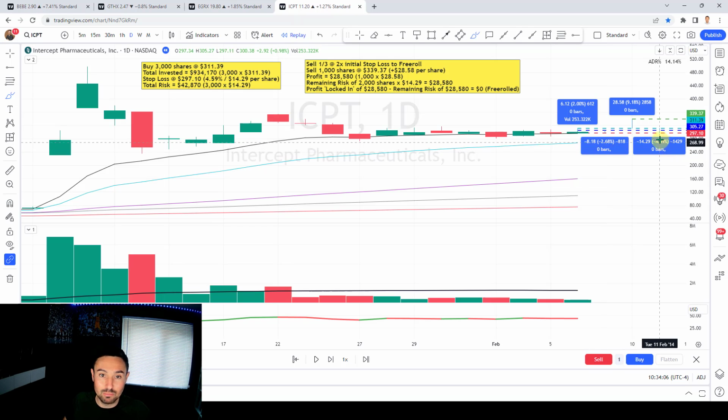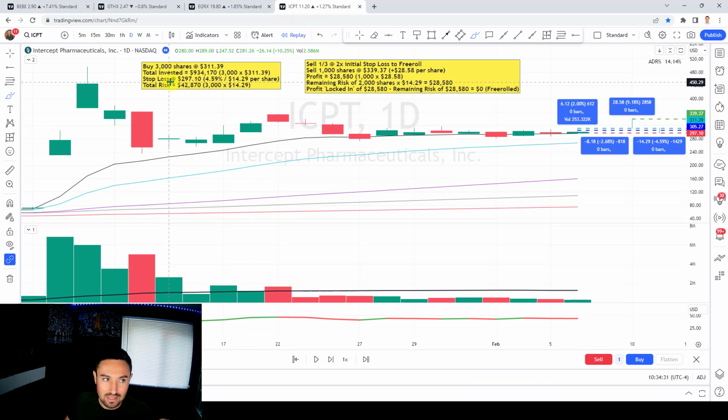Now that's very important because I'm then working out my worst case free rolling objective, because I know the maximum amount I'm going to pay for any shares. Therefore it's going to be $14.29 risk per share. Times that by 2 gets to $28.58. Let's go through it. Let's say I buy 3,000 shares at 311.39. So my total invested is $934,170. Why? 3,000 shares times 311.39 per share.